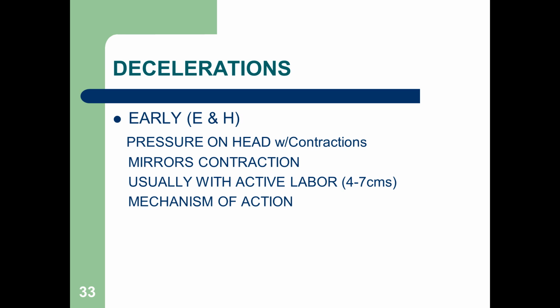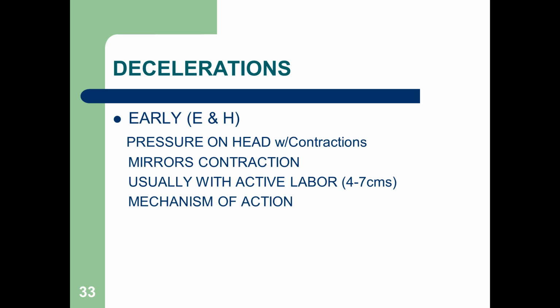I want you all to write down VEAL CHOP. V as in victory, E-A-L. Okay, and then beside it, you're going to write the word CHOP, C-H-O-P. And this is regarding decelerations, and this is the easiest way to remember these. So the V stands for variable decelerations, and that's due to cord compression. Okay? So V equals C, variable due to cord compression.